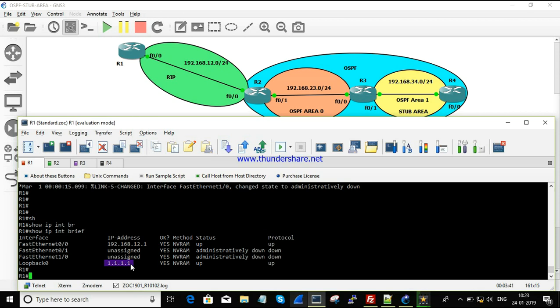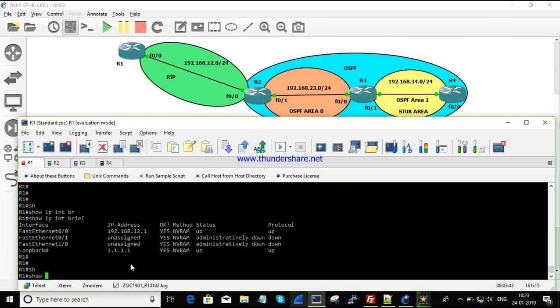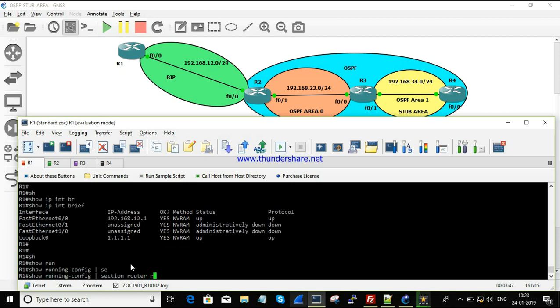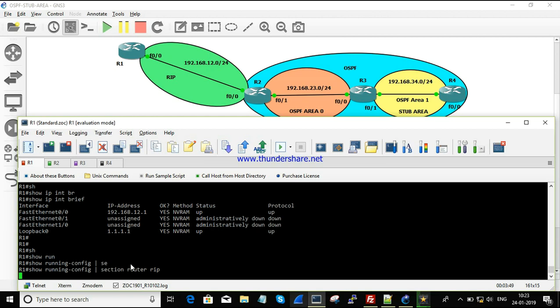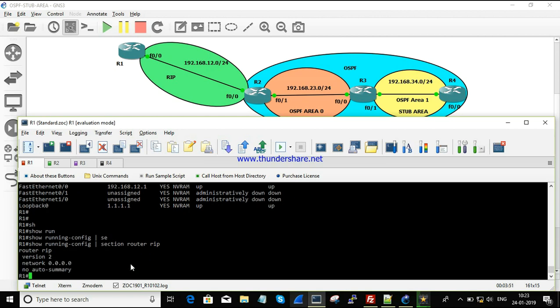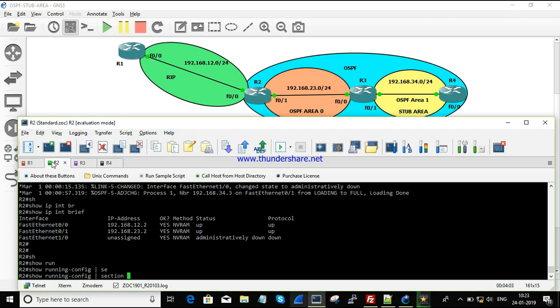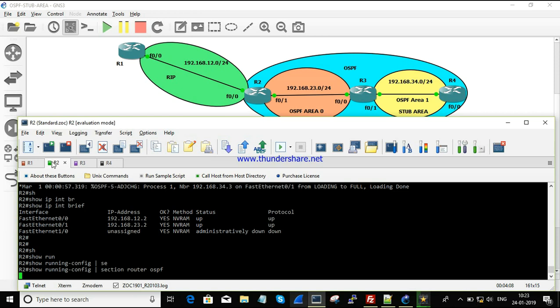So let me show you the routing configurations. Since R1 is running router RIP, I'm going to show the RIP configuration. I'm using version 2, and all the networks over here are advertised, and also the auto-summary command. Next, moving on to the R2 router, which is the ASBR, let's look at the OSPF configuration.